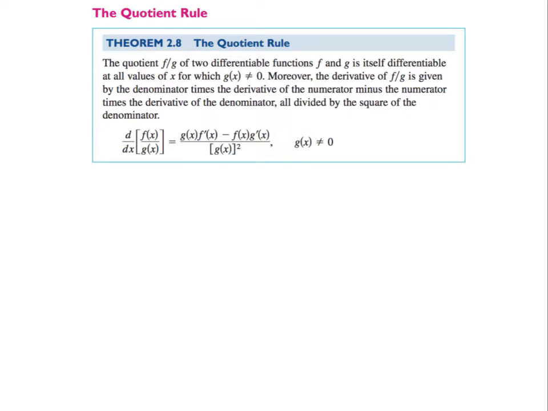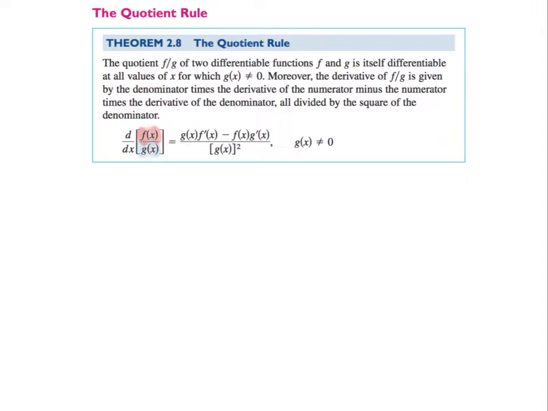In today's video, we're going to focus on the quotient rule and higher order derivatives. So let's look first at the quotient rule. You use the quotient rule when you're dividing two functions, and both functions need to be differentiable, and the bottom function, g of x, cannot equal 0.